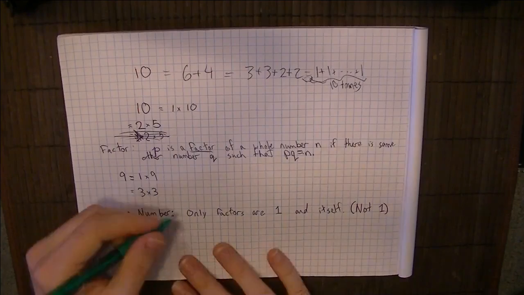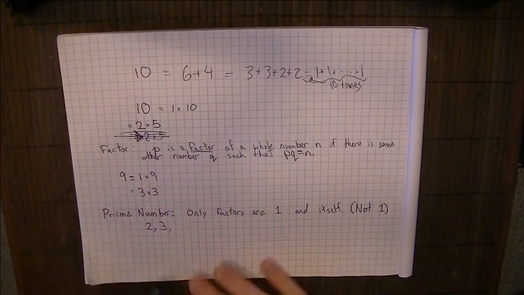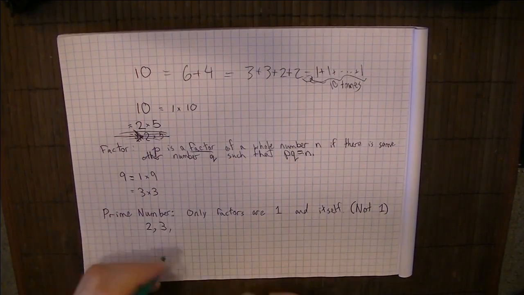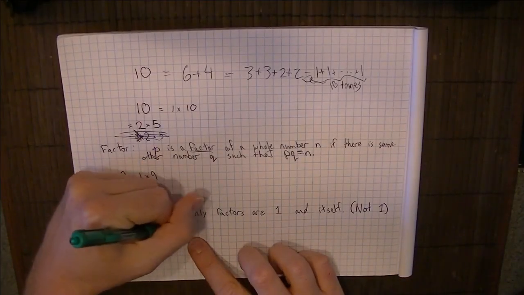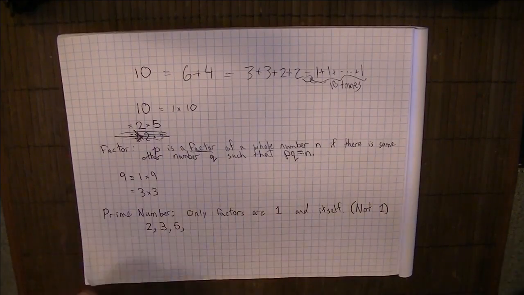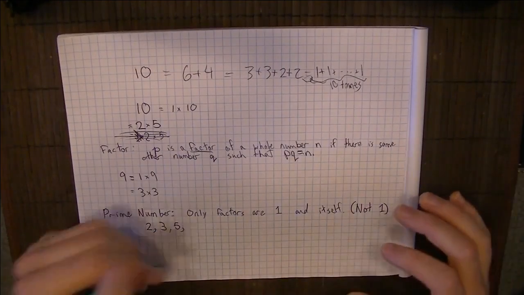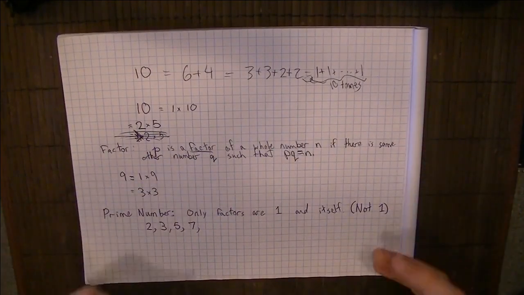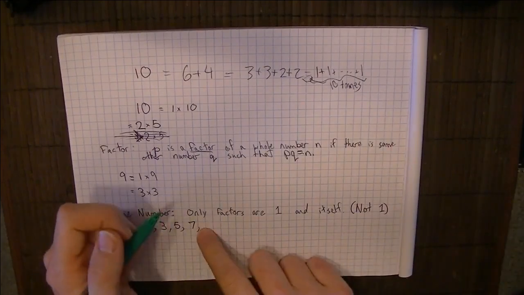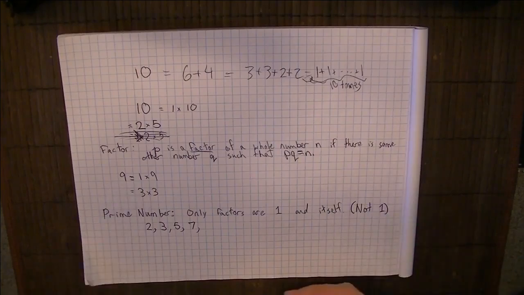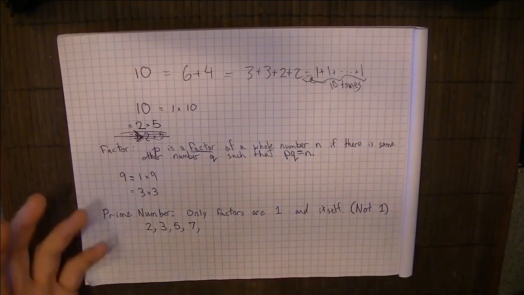All right, 3 is the next prime. 4 isn't prime, right? Because 2 goes into 4. So the next number is 5, and 5 is prime. 6, no, because it's 2 times 3. 7 is prime. 8 isn't, because it's 2 times 4. 9 isn't, because it's 3 times 3. 10 isn't, because it's 2 times 5.